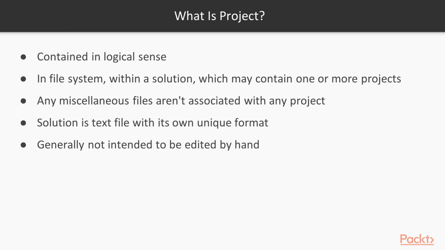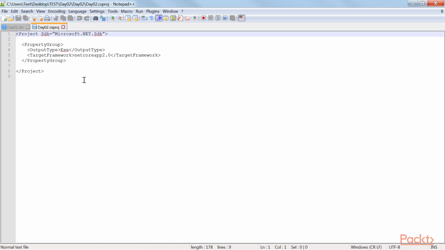A project is contained, in a logical sense and in the file system, within a solution, which may contain one or more projects, along with build information, Visual Studio settings, and miscellaneous files that aren't associated with any project. In a literal sense, the solution is a text file with its own unique format. It is generally not intended to be edited by hand. This project file may contain the project details from this project class.